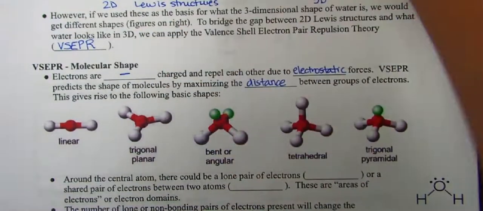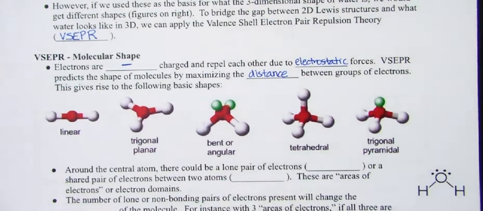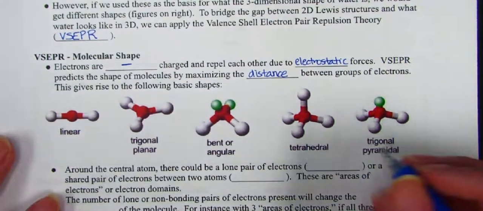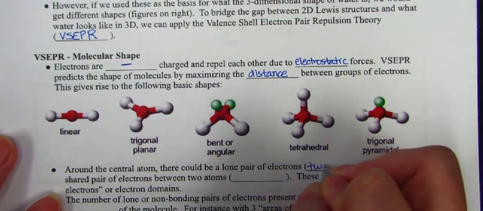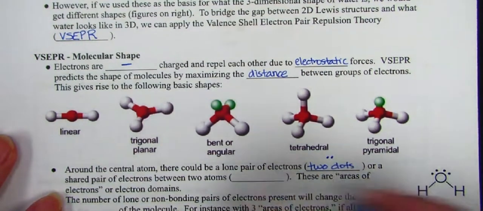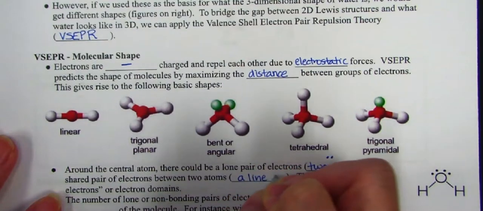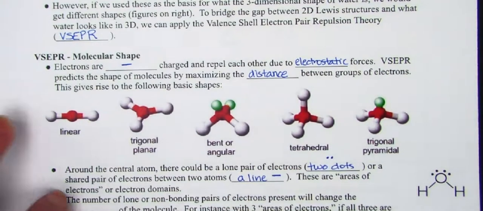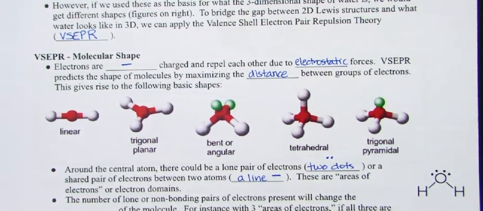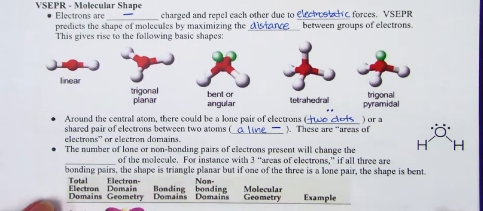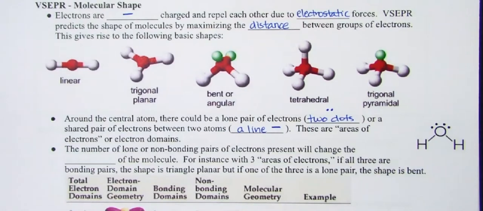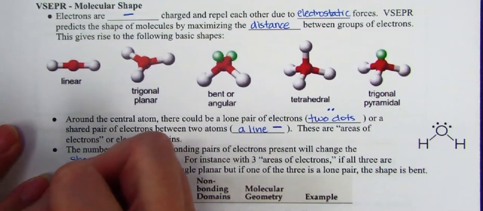So around the central atom, we can have either lone pairs of electrons, the two dots that we show, or a shared pair of electrons between two atoms. That's when we draw the line. These are what we call areas of electrons, or electron domains. The number of lone or non-bonding pairs of electrons present will actually change the shape of the molecule.